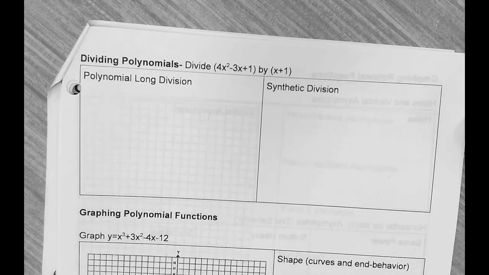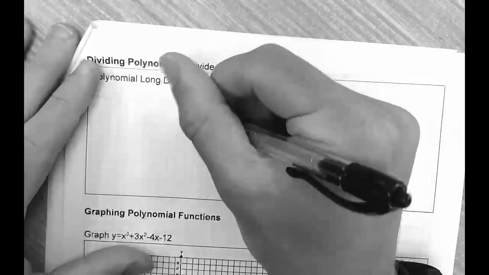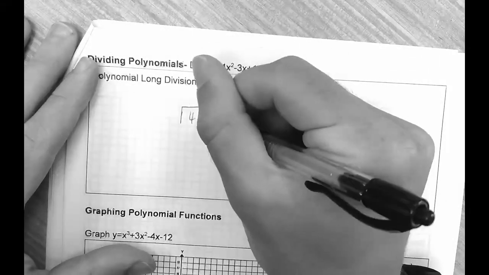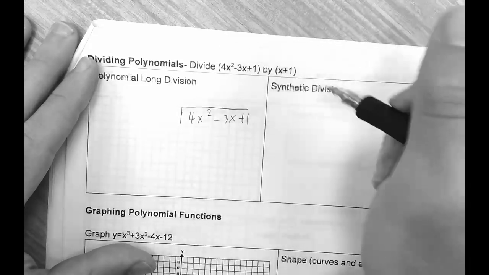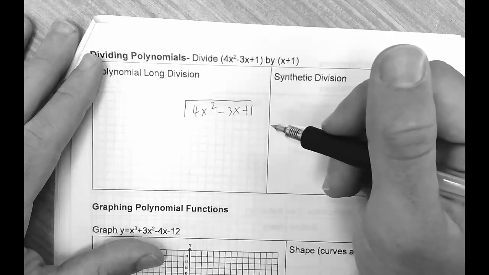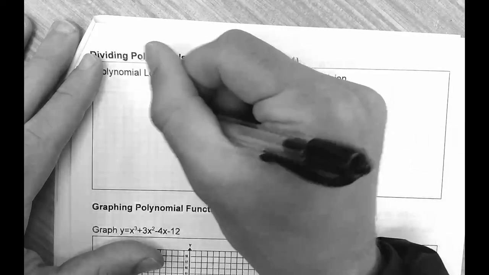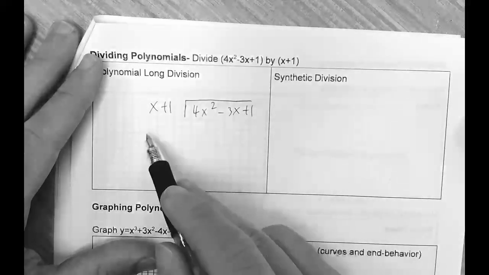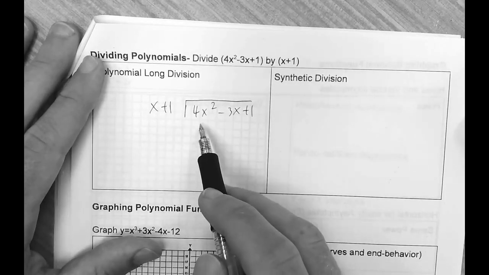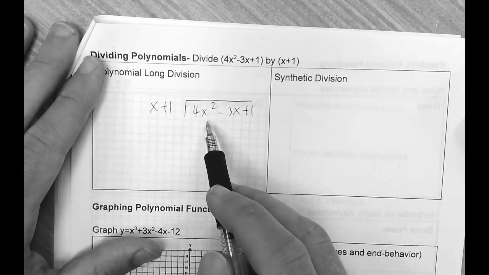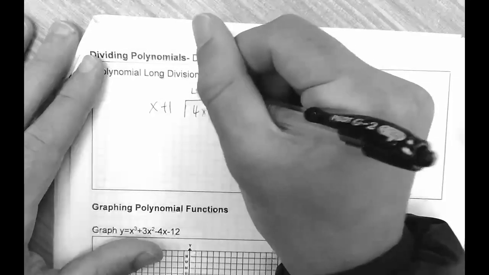So for our polynomial long division, you set it up just like you would a classic long division problem from elementary school. You have inside 4x squared minus 3x plus 1, on the outside x plus 1, and you ask yourself, what is the largest term I would multiply x by to get 4x squared? And that's just 4x, right?